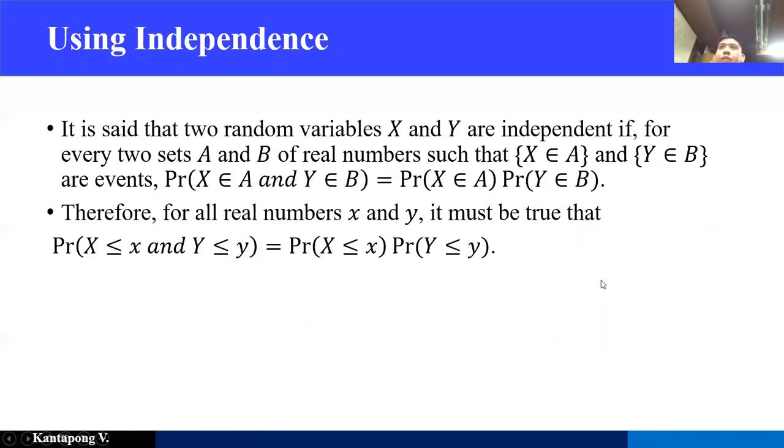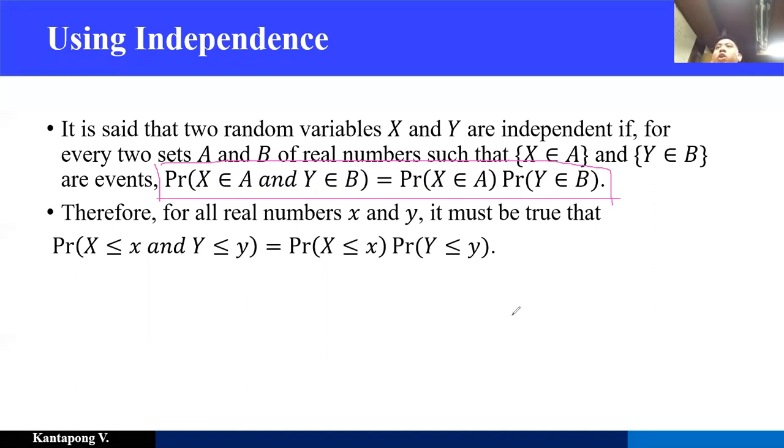So the next topic that we are going to discuss is independence, which is the concept that we developed in chapter 2, now in this kind of setting. It is said that two random variables X and Y are independent if for every two sets A and B of real numbers, we can separate this into this one. Very similar to the independence definition that we have found earlier.